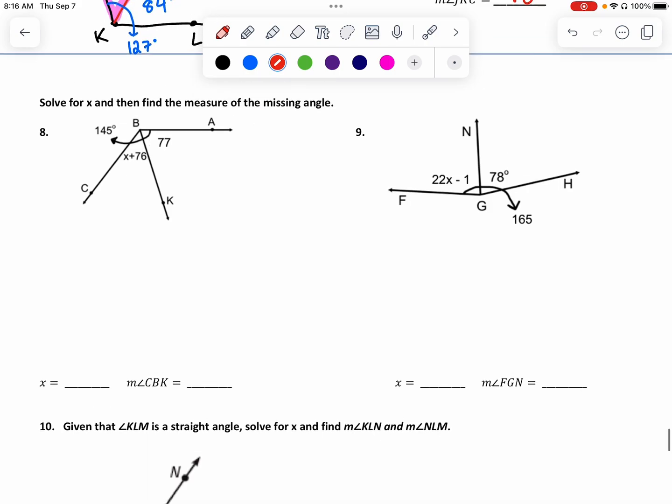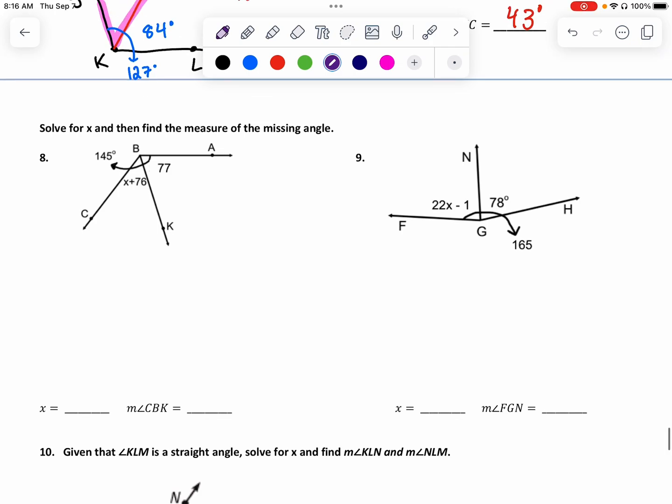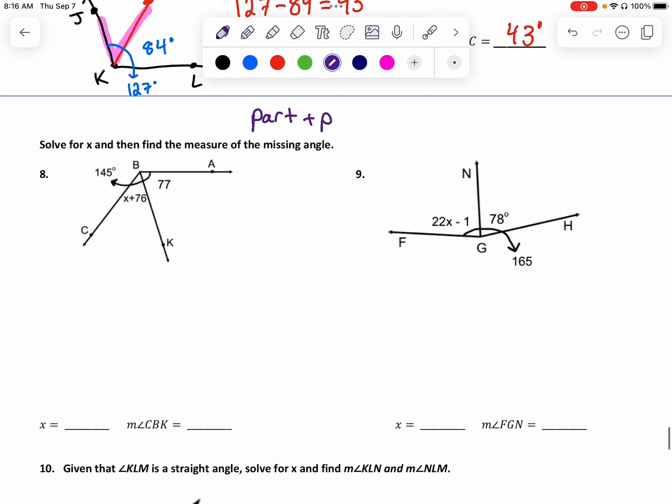This says solve for x and then find the measure of the missing angle. So now we're going to work with equations. So again, to do these equations, we're going to do the part plus the part equals the whole. So in this first set, we've got a part and a part. So x plus 76 is a part, plus the other part is 77, and then the whole angle is 145.